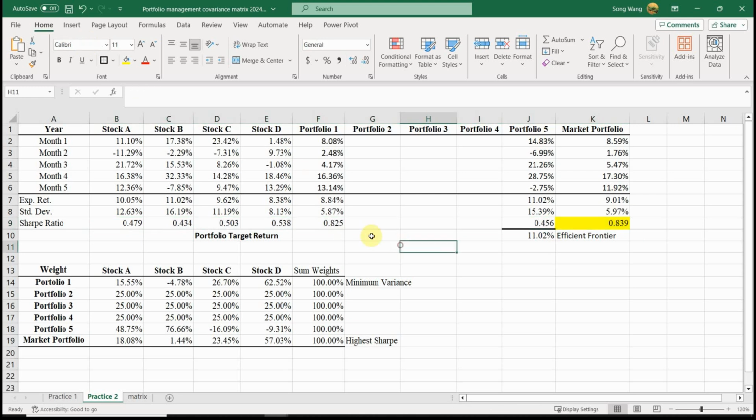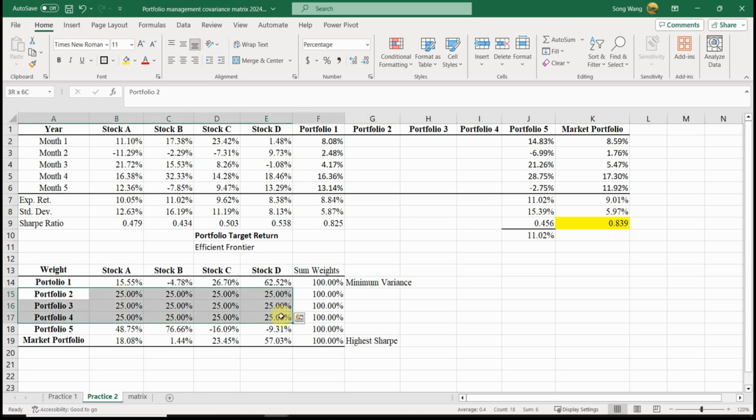Okay, and since our topic here is efficient frontier, let's learn how to construct the efficient frontier. Well, you see that we still need to create 3 portfolios. These are portfolio 1, 2, 3. So the current setup is still equal distributed weights, but I'm going to change that momentarily.